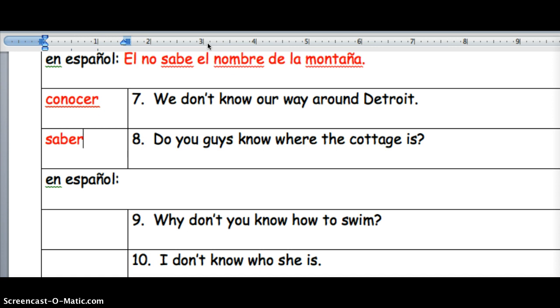We're not saying, are you familiar with that area? Do you know your way around? You're asking, do you know where the cottage is? Is it in Pondwater? Is it in Holland? Is it in Grand Haven? It's a piece of information.